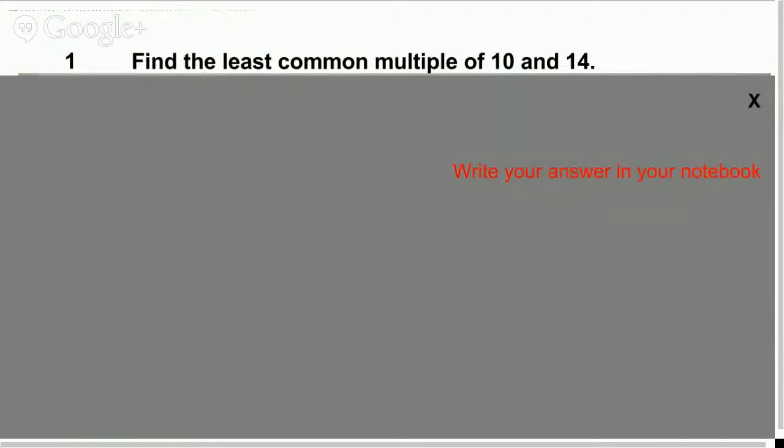All right, I'm going to give you one more example, then you're going to try it. So try and find the least common multiple of 10 and 14. Do this in your notebook. Go ahead and pause it. Okay.